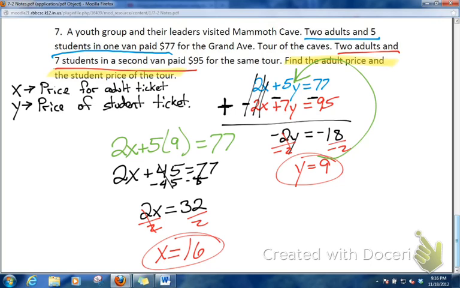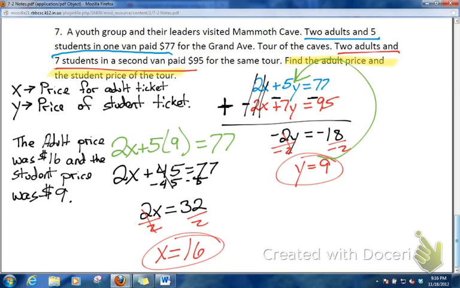So there you have it. The adult price was $16, and the student price was $9, written out as a full sentence. There you go. So there's your story problem examples. Again, there will be lots of story problems on these homework assignments and this upcoming test. Make sure you're attempting the story problems on the homework, asking questions in class, and just pretty much attempting to learn this. So good luck with the story problems, and ask questions when you get stuck.